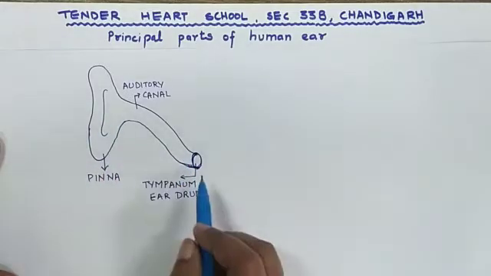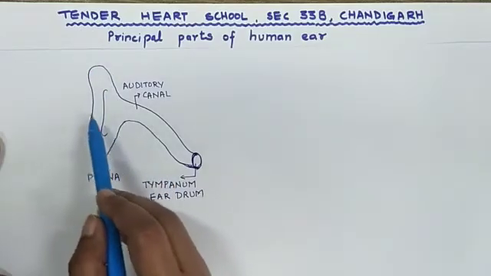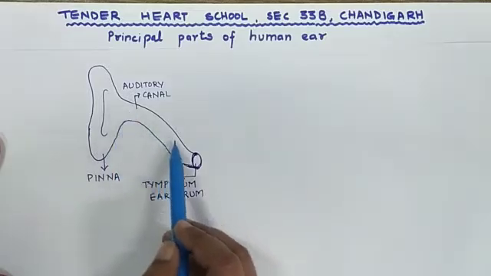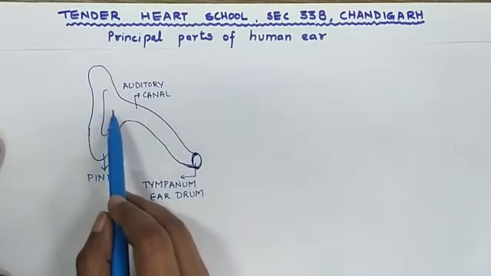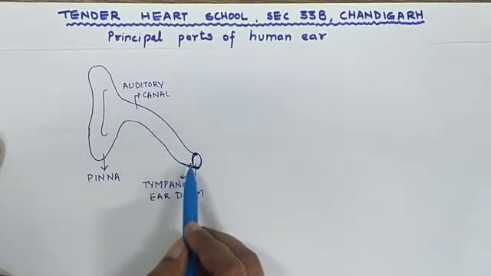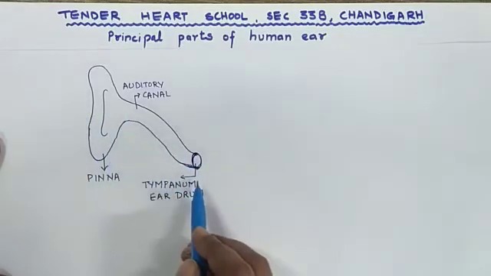So these are the three parts of the outer ear. The ear pinna collects the sound. Then we have the auditory canal, which takes the sound waves to the tympanum or eardrum. These sound waves vibrate the eardrum. So these three parts form the outer ear.